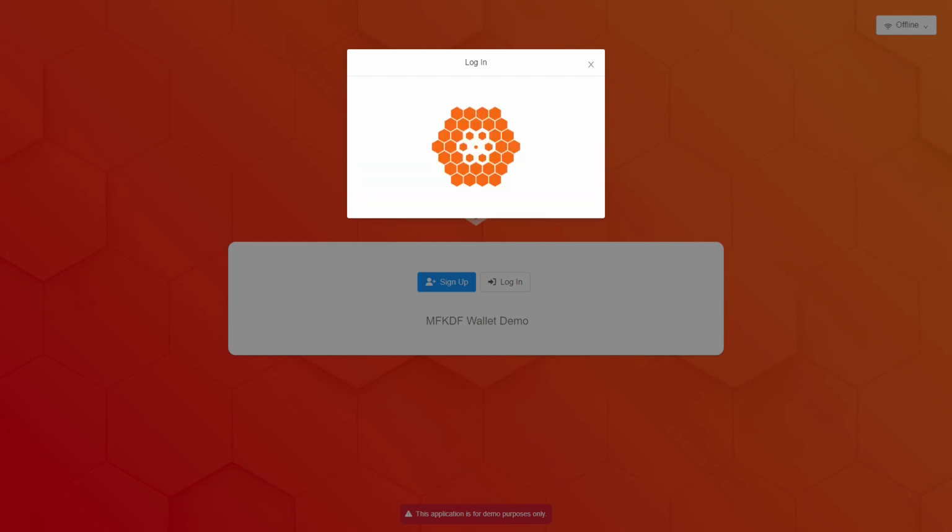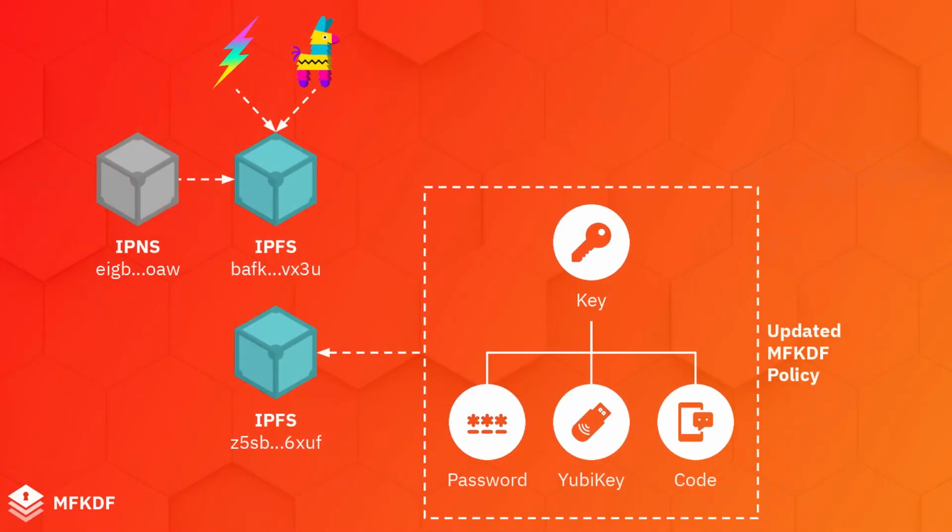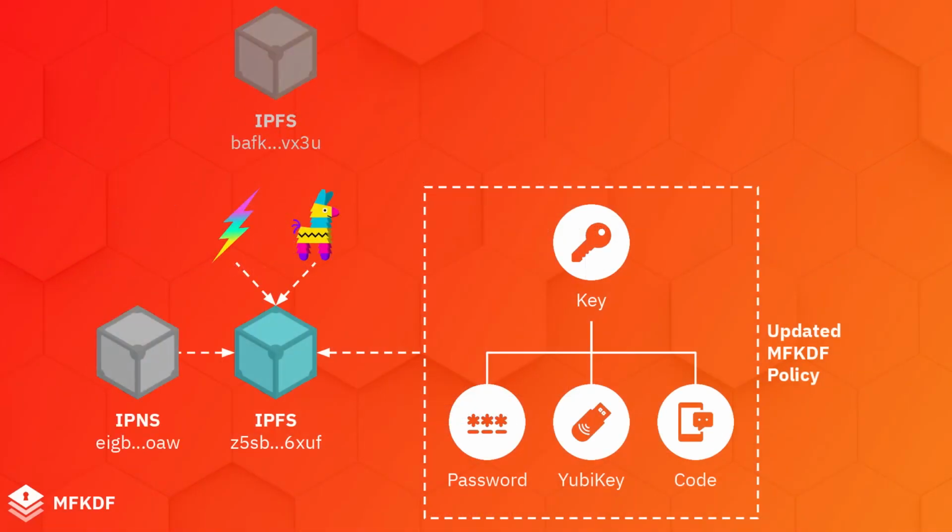If I wanted to change my password to something else, I could do that by creating a new MFKDF policy, uploading it to IPFS, and then updating the IPNS record and pins to point to the new policy. In fact, this process actually happens on every login when using one-time factors like YubiKey, HOTP, or TOTP.